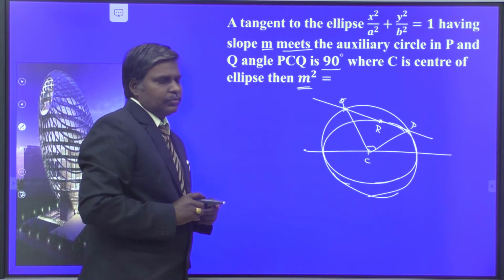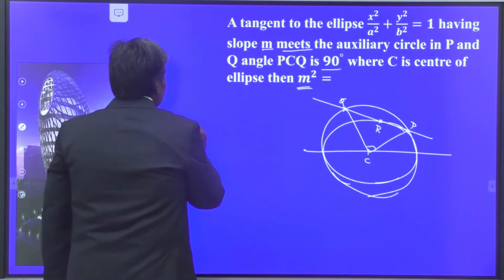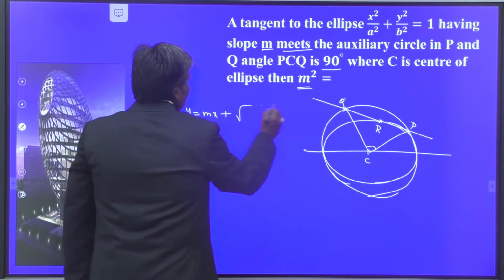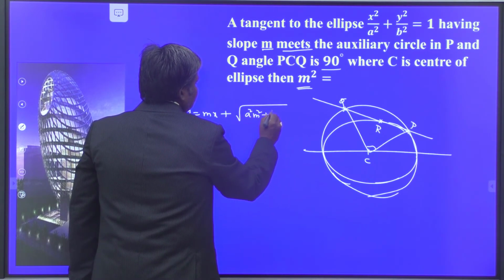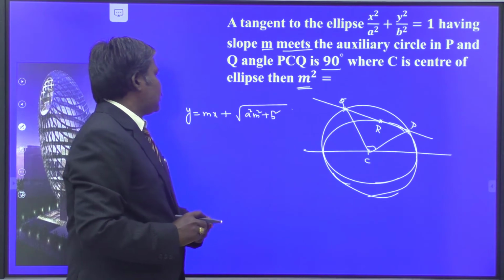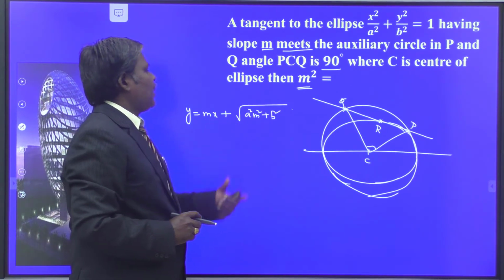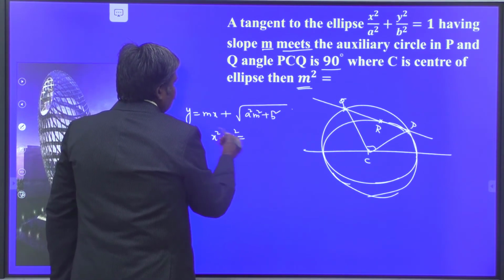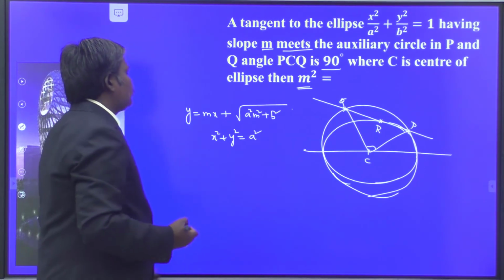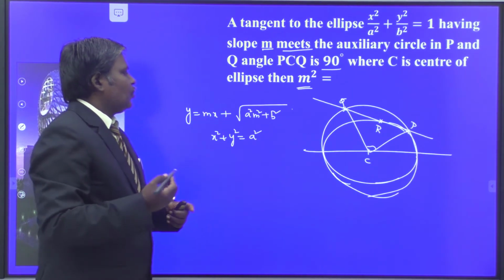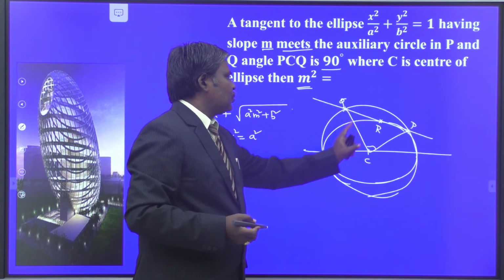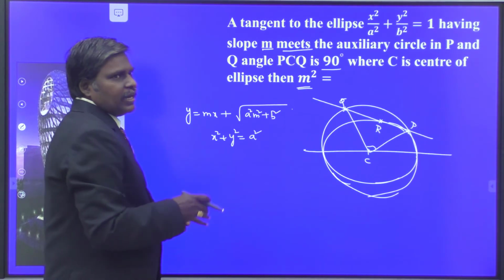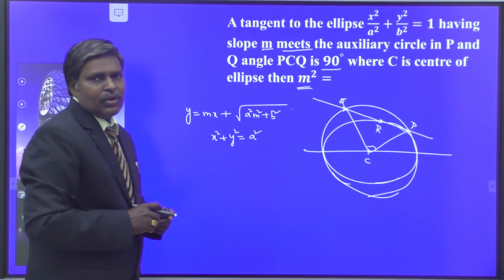Slope m is given to you. So the equation of any tangent having slope m is what? y is equal to mx plus or minus, you may take plus, root of a square m square plus b square. This is equation of any tangent to the ellipse having slope m. Now, what is auxiliary circle? x square plus y square is equals to what? a square. Now, by homogenizing this curve with respect to the line, we get combined equation of Cp and Cq. By taking coefficient of x square plus coefficient of y square equal to 0, we obtain the condition. From that condition, you have to find the value of m square.